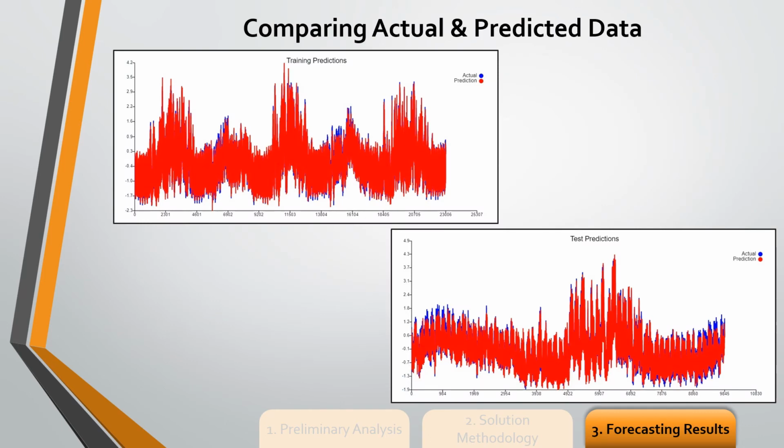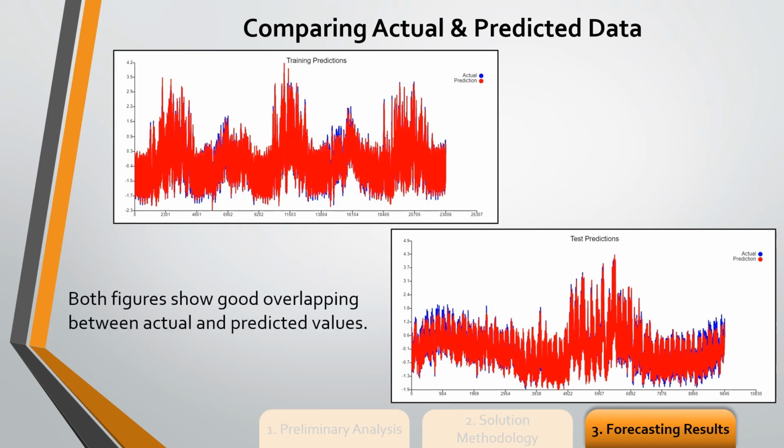These two figures are comparing the results between actual and predicted data for training and tests. As we can see, both figures show good overlapping between actual and predicted values, which indicates quite good forecasting results.